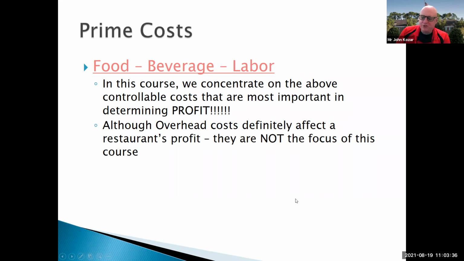And speaking of food, beverage, and labor, it's important to know this term prime costs. That's how we're going to refer to our costs that we're paying attention to. It's the name of this class, food, beverage, and labor cost control. So these are our prime costs. We're going to talk about those. We can do the most to control those costs in order to increase profit. Your overhead costs definitely do affect your profit, but that is not going to be the focus of this course.